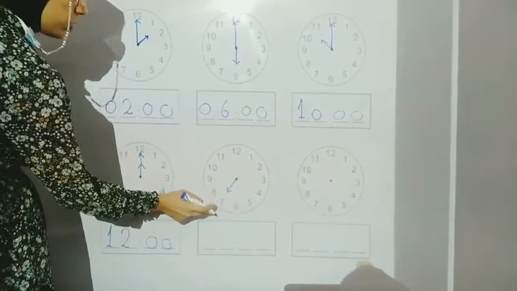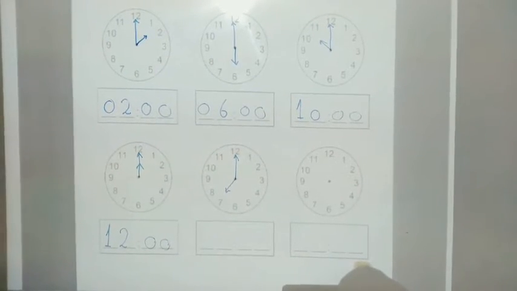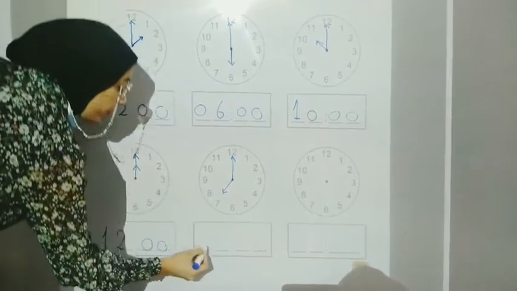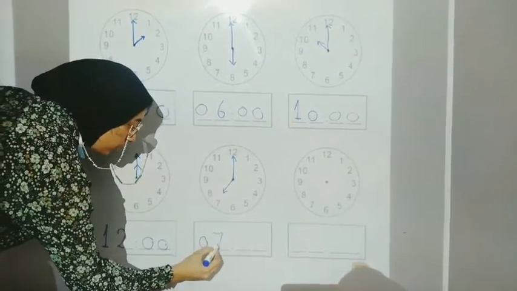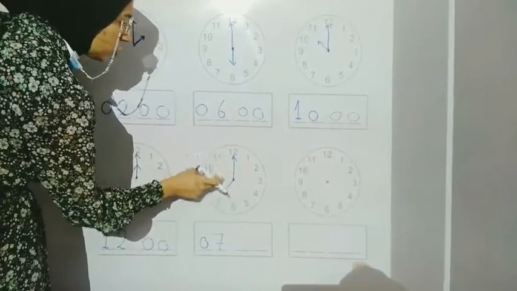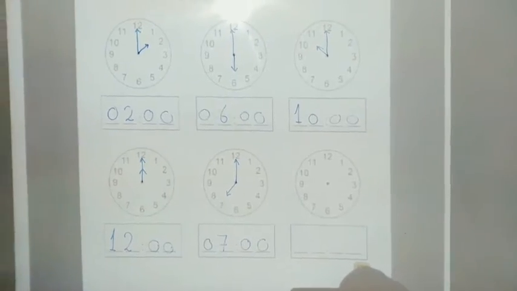The short hand points to 7 and the long hand points to 12, so it will be 7 o'clock. How can I write 7 o'clock? First here I write 0, 7. Then in the minute place, the minute hand points to 12, so it will be 0, 0. Here.